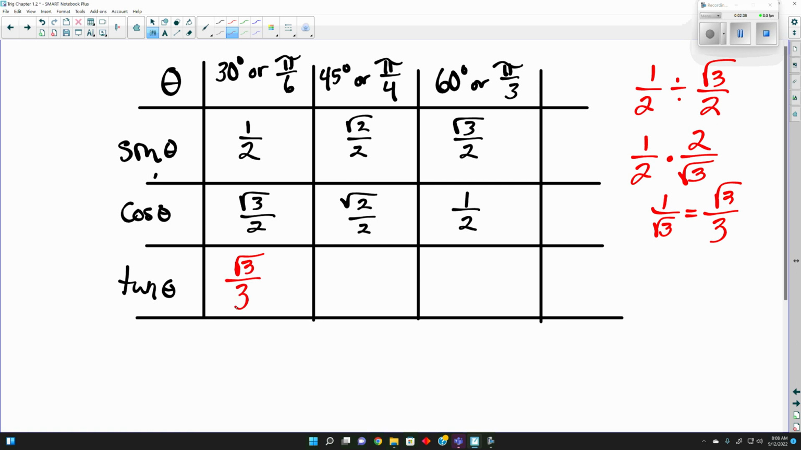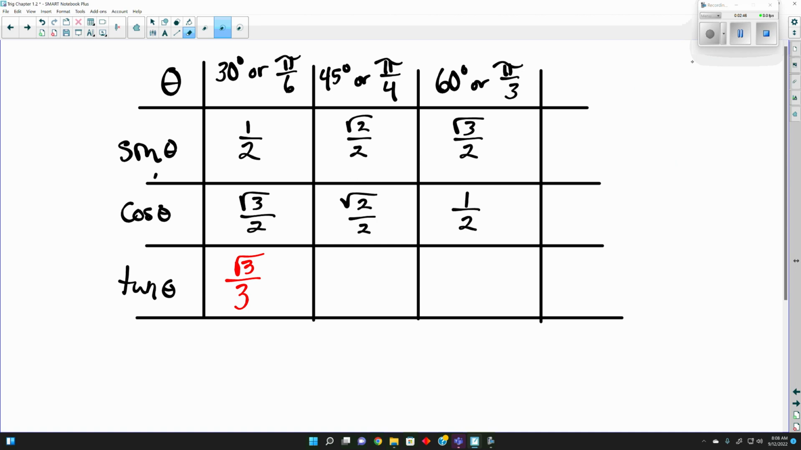And we could do the same with 45. Well, luckily 45 degrees is a little bit nicer, because what are we dividing? Square root 2 over 2 by square root 2 over 2. Anything divided by itself is 1. And the last one works out to be the square root of 3. I find this nice, especially if we're trying to look at, say, tangent of an angle, because it's easier to look at.